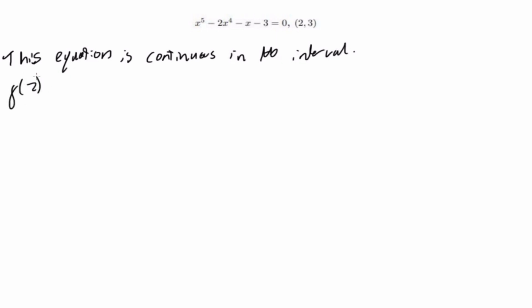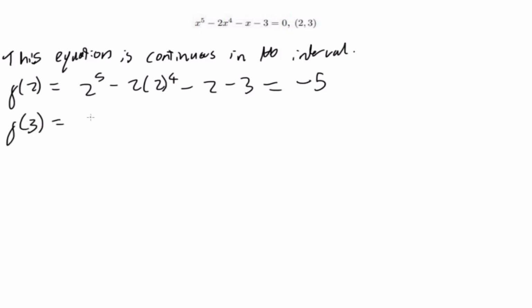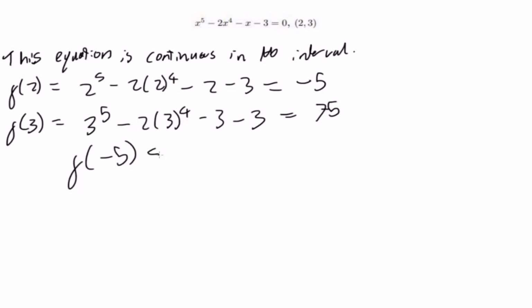So we're going to have f of 2 first, equals 2 to the 5 minus 2 to the 4, which is just 2 to the 5 again, minus 2 minus 3. So this 2 times 2 to the 4 is just 2 to the 5. So 2 to the 5 minus 2 to the 5 is 0. Minus 2 minus 3 gives you minus 5. And then we're going to put in our f of 3. So we get 3 to the 5 minus 2 times 3 to the 4 minus 3 minus 3, and I'm going to quickly bang that into my calculator, and that gives us an answer of 75. So we can see that there's a change in sign.